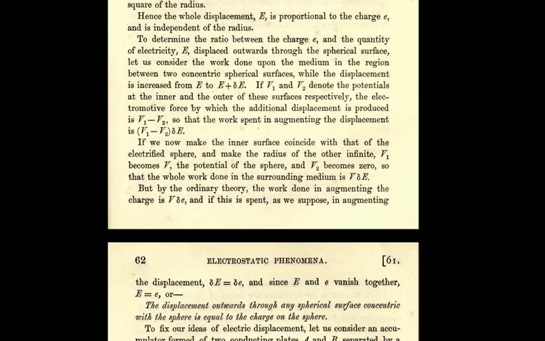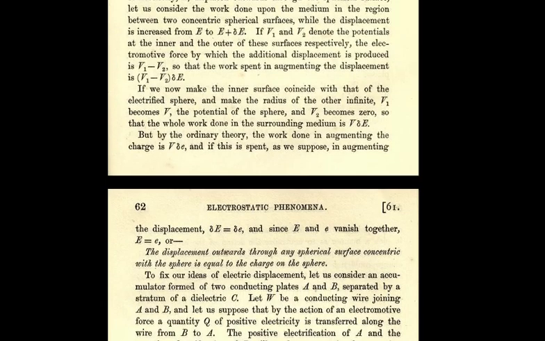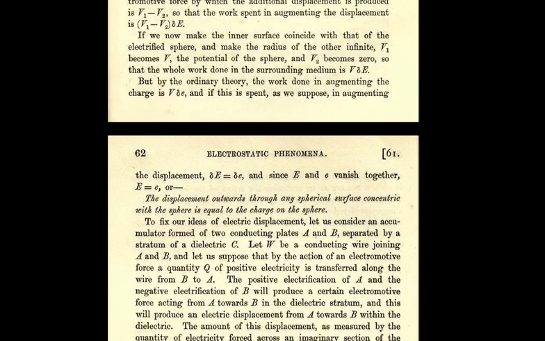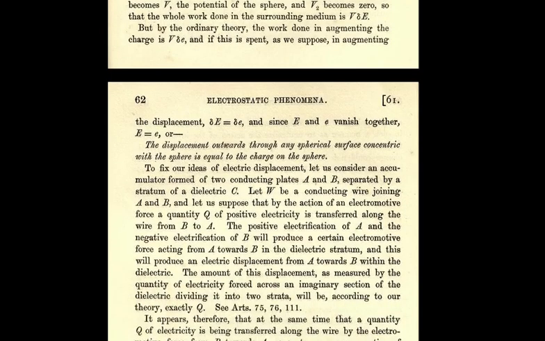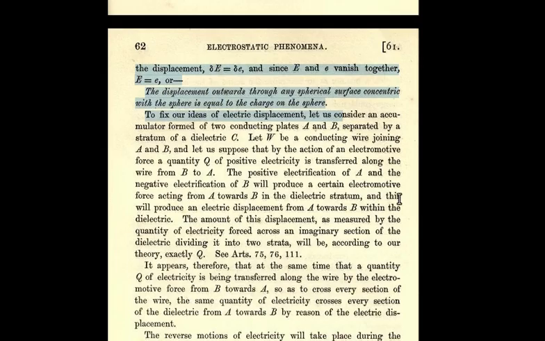If we now make the inner surface coincide with that of the electrified sphere and make the radius of the other infinite, V1 becomes V, the potential of the sphere, and V2 becomes 0, so that the whole work done in the surrounding medium is V delta E. But by the ordinary theory, the work done in augmenting the charge is V delta E, and if this is spent, as we suppose, in augmenting the displacement, delta E equals delta E, and since E and E vanish together, E equals E. Or the displacement outwards through any spherical surface concentric with the sphere is equal to the charge on the sphere.